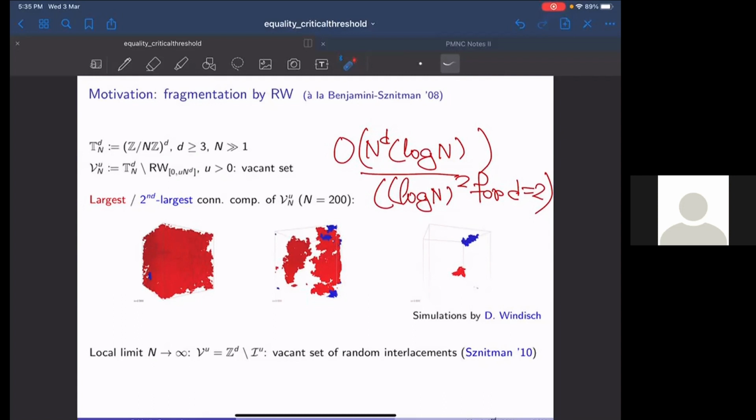Locally, I'll try to make this a bit more precise, not completely, because I don't have time for that, but they are somehow described by a Poisson point process. So in this regime, a fraction of the volume of the torus remains untouched by the random walk. That's the vacancy. Hence, you can ask very interesting percolation questions, and the questions are extremely natural to motivate.